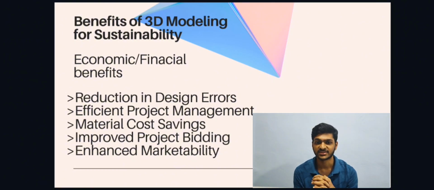So my next is improved project bidding. When we are bidding for a project, having a detailed and accurate 3D model can make the proposal more trustworthy and more appealing. It demonstrates to potential clients and investors that the firm has truly planned the project and all the aspects have been considered.